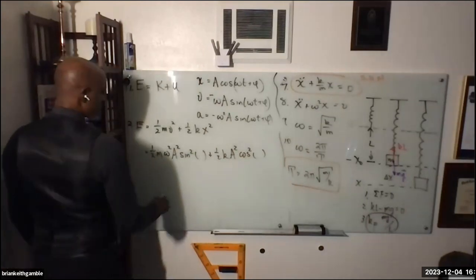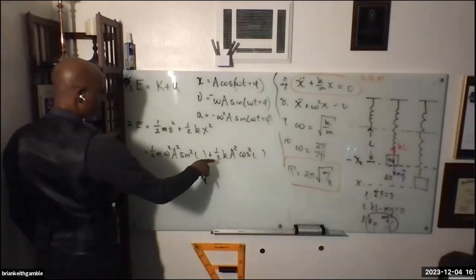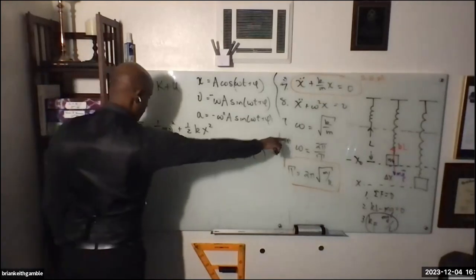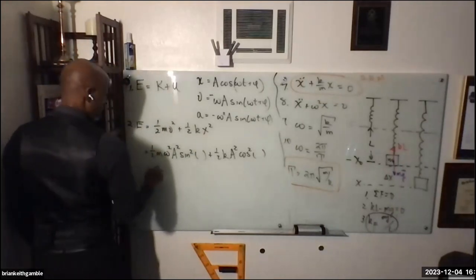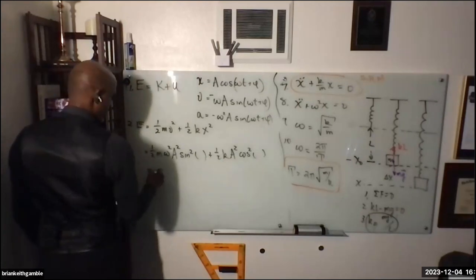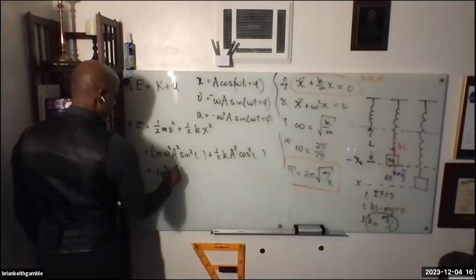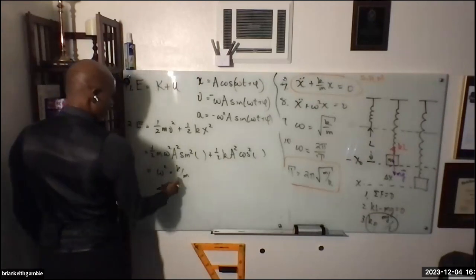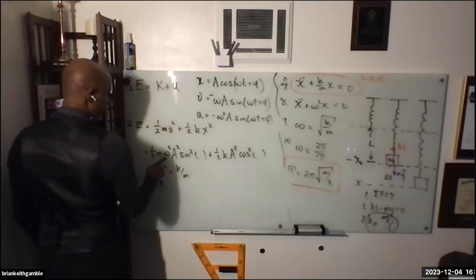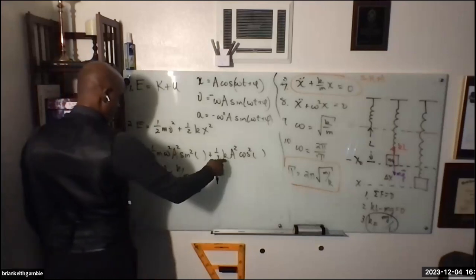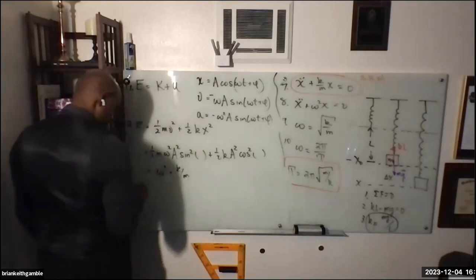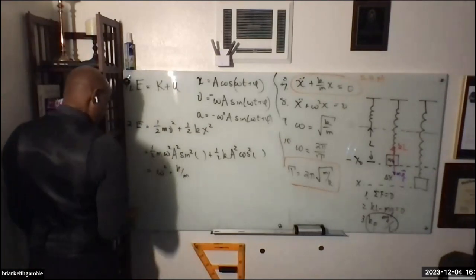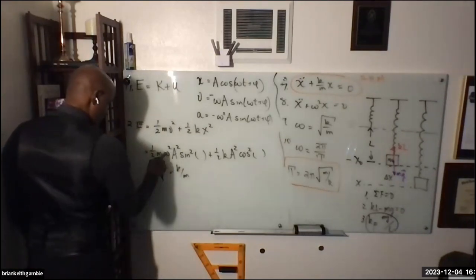But you've got a relationship between k and omega, like you got it here, right? So if omega is the square root of k over m, omega squared is k over m. So I'm going to substitute. You can either substitute in for omega squared or solve this for k and substitute in for k. I'm going to substitute in for omega squared. So omega squared is k over m.